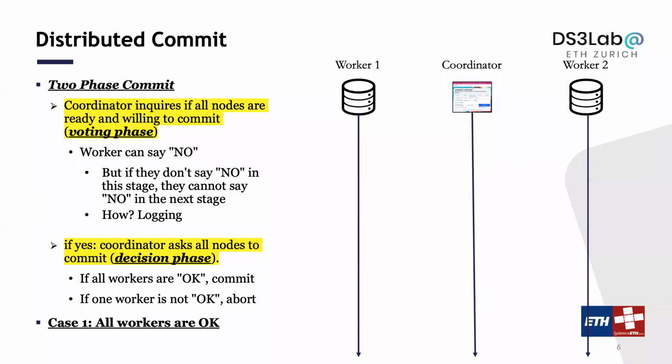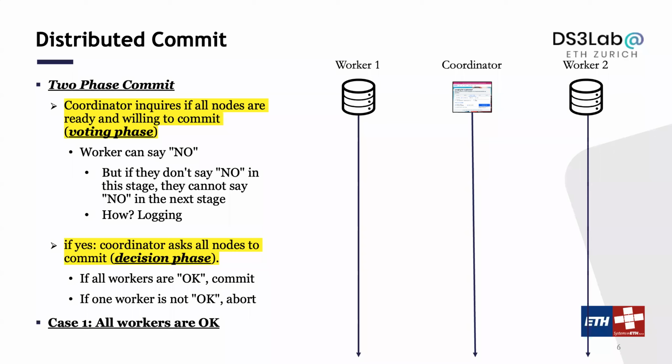In the first phase, the voting phase, the coordinator is going to ask the worker, can I commit? And the worker can say no. The worker can say, okay, I don't think so, I failed, whatever. But we want to enforce an additional constraint, and you will see why that is important: if a worker doesn't say no in this phase, they will not say no in the next stage. That's a constraint that we want to have.